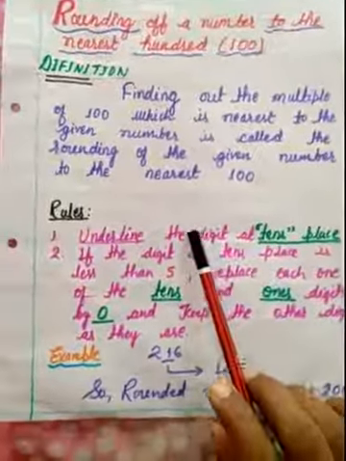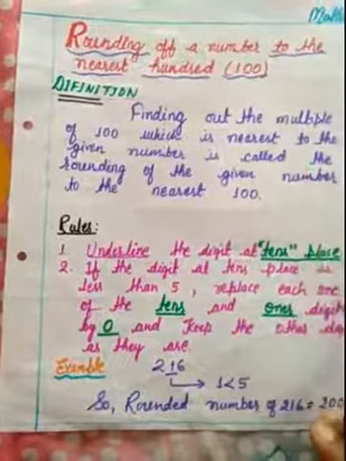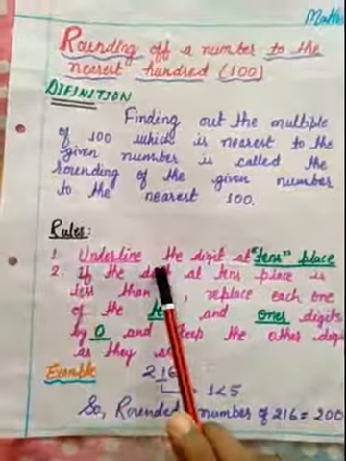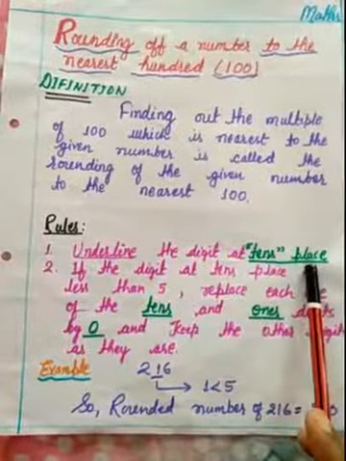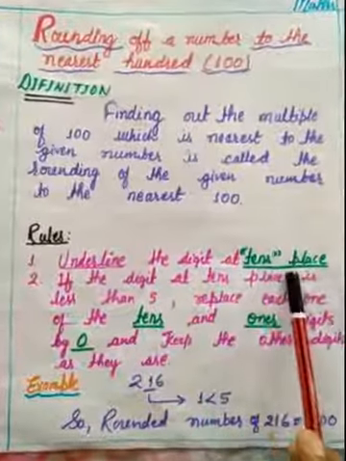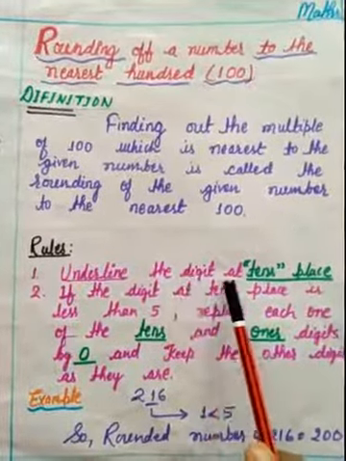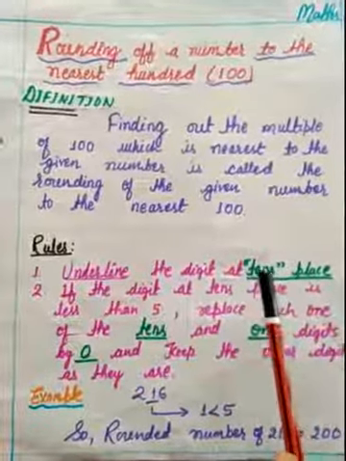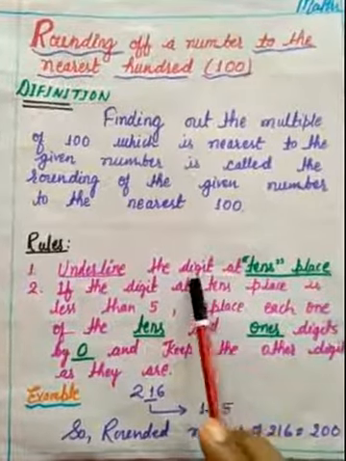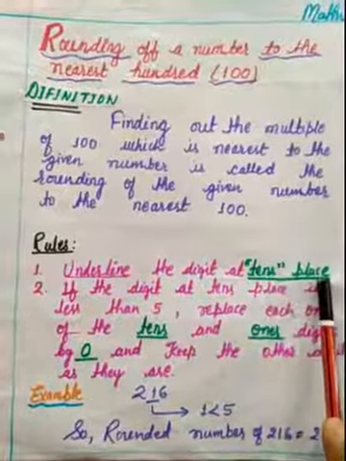Now there are some rules. With the help of these rules, we will find rounding of a number to the nearest 100. The first step is underline the digit at tens place. Students, for nearest 100, we have to underline the digit at tens place, and for nearest 10, we underline the digit at ones place. So this is the difference between nearest 10 and nearest 100.